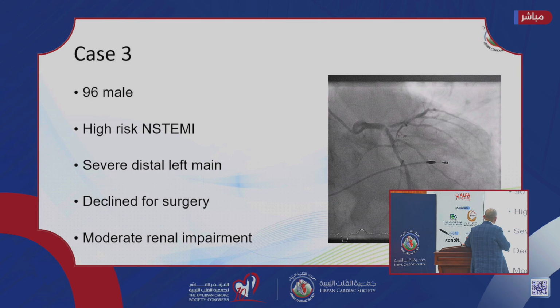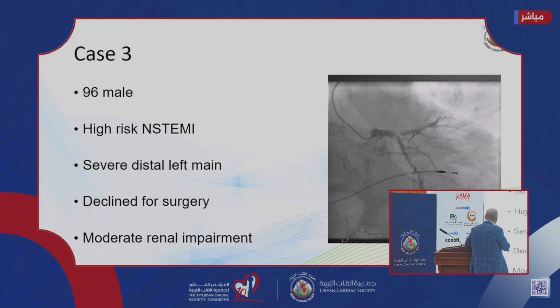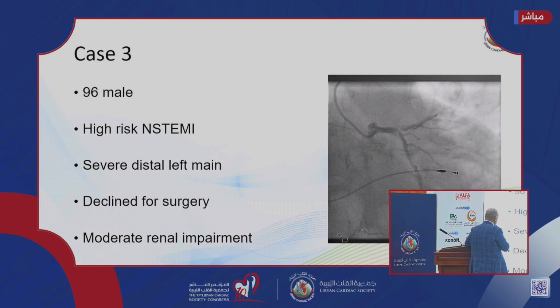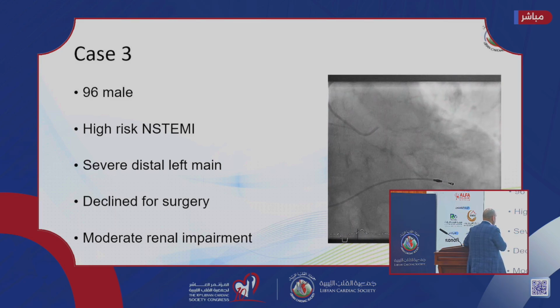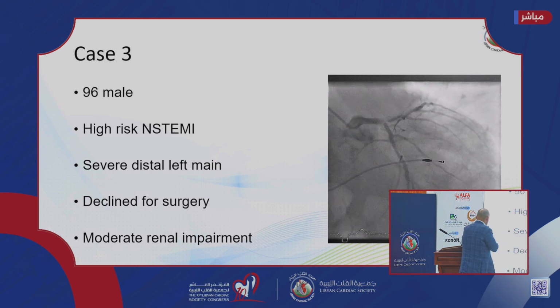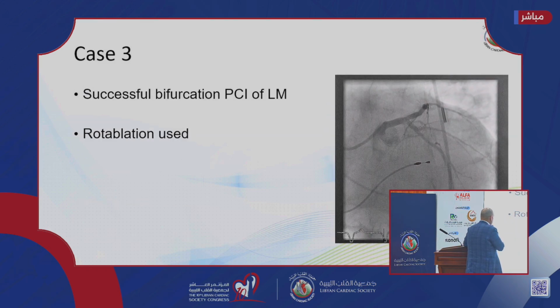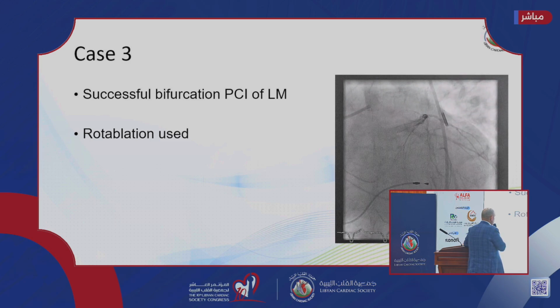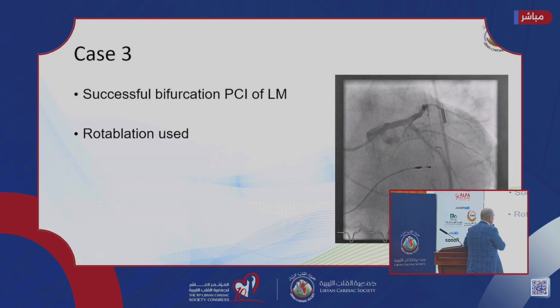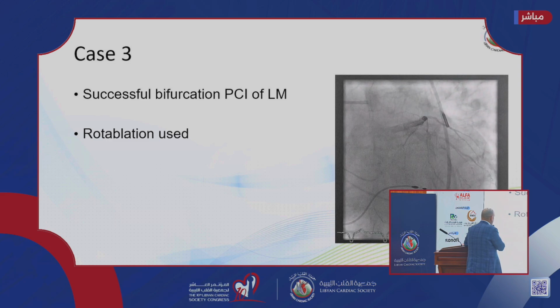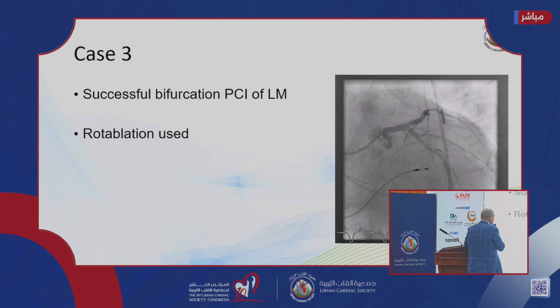So this is case 3 that I'll finish with. 96-year-old male, high risk and STEMI. His angiogram shows severe bifurcation distal left main. I say decline for surgery, but really, at 96, no one's going to consider that. He has moderate renal impairment. Given his presentation, he was a good 96. He underwent PCI with intra-aortic balloon pump support. Rotablation was used. At some point in this procedure, he had a DK crush PCI with good image-based, good final results.